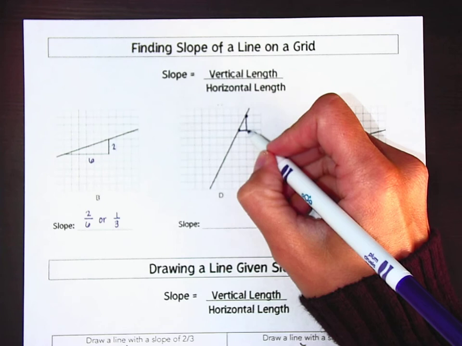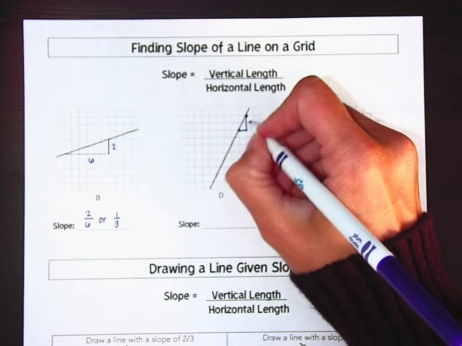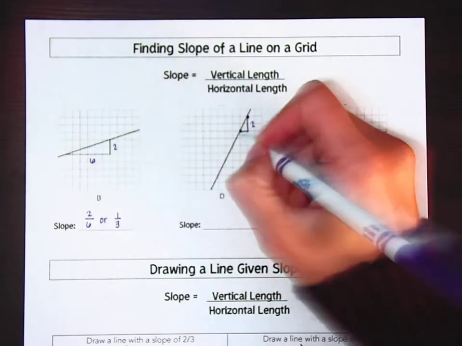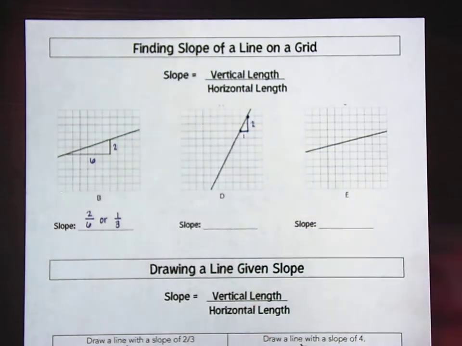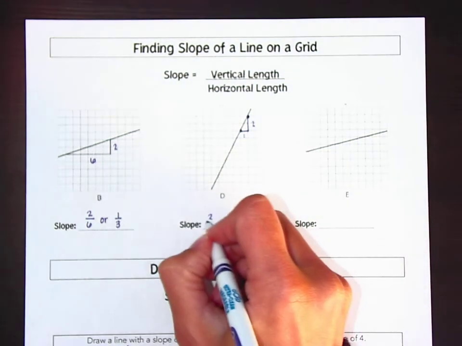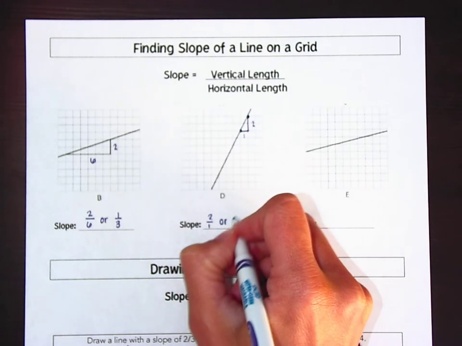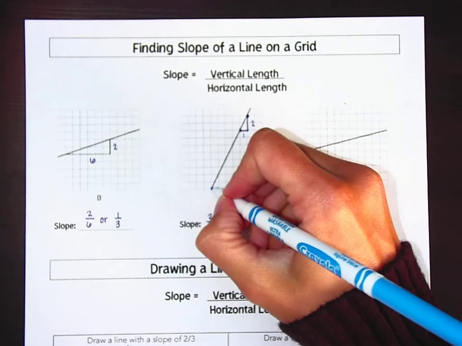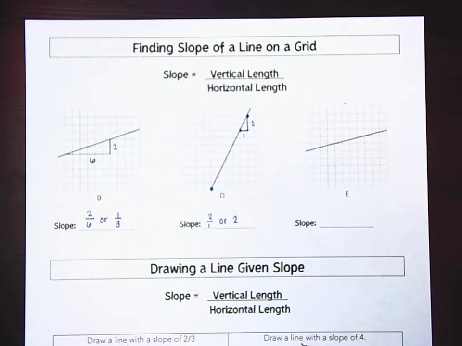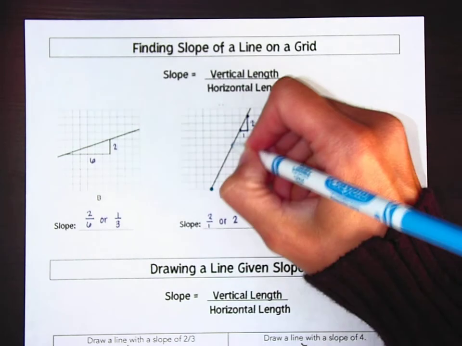The vertical length is 2 units, and the horizontal length is 1 unit. That would tell us that our slope is 2 over 1, or 2. And I can verify this by drawing really any slope triangle that I want, and I can pick any easy to read point. So let's look at another one. Here's another easy to read point. Here's another easy to read point.